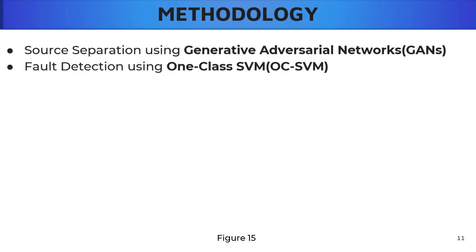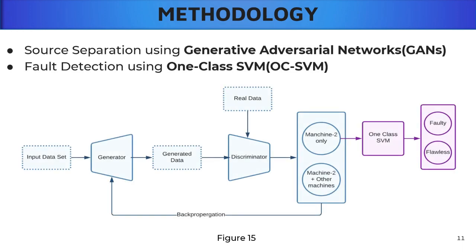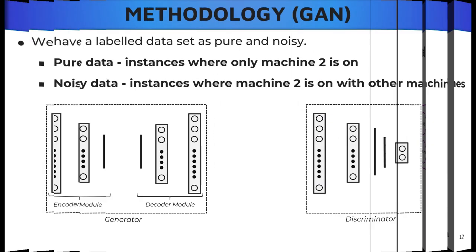Methodology. Our proposed architecture mainly consists of 2 main parts: a generative adversarial network for source separation and a one-class SVM for fault detection. This diagram shows a high-level idea of the proposed architecture. The GAN model mainly comprises 2 main components: the generator and the discriminator. Next, we do a deep dive into the GAN model's internal operations for our approach.